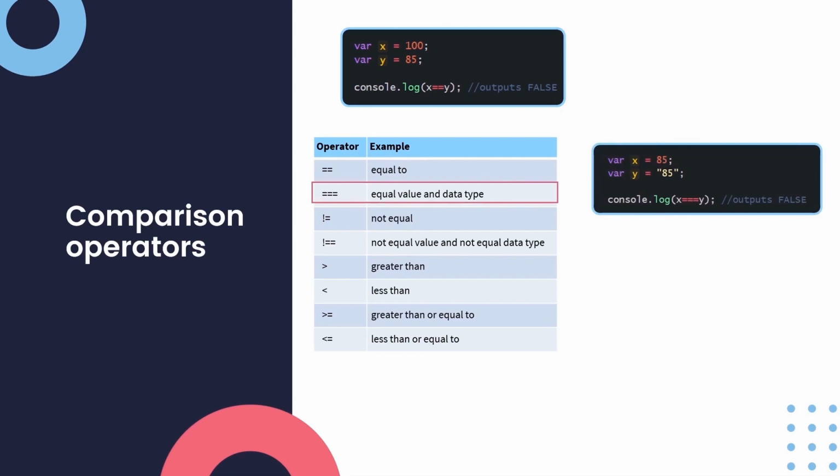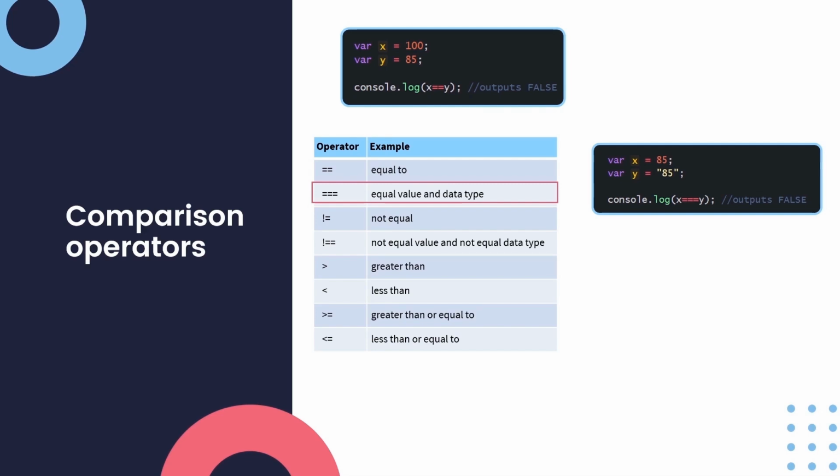Next, we have equal value and equal data type. And here we have triple equal signs. Now this one is slightly different, actually vastly different, because we are checking not just the data type, but also the value. If you have a look at an example over here, we have x which is equal to 85, we have y which is also equal to 85, but when we console log the result after checking if they are equal, it says false.